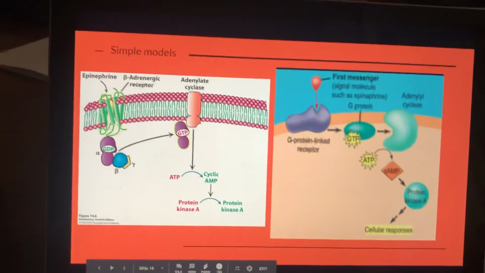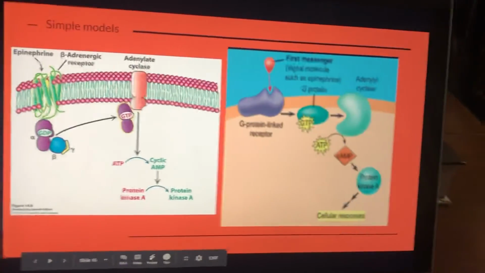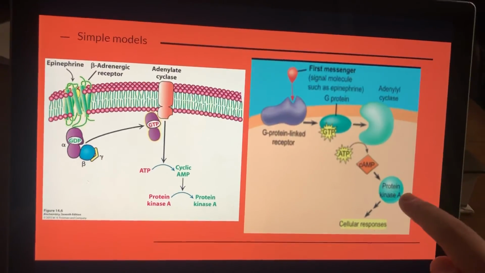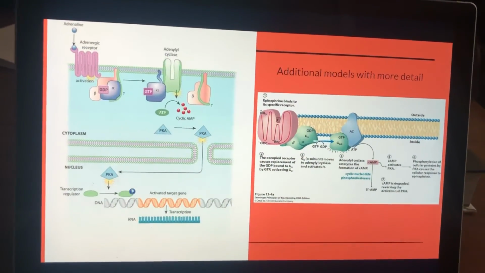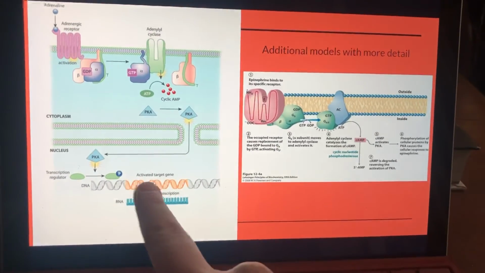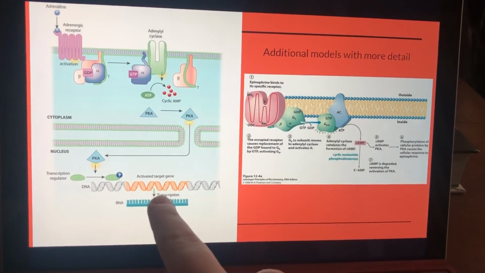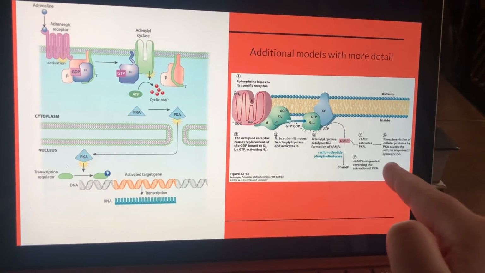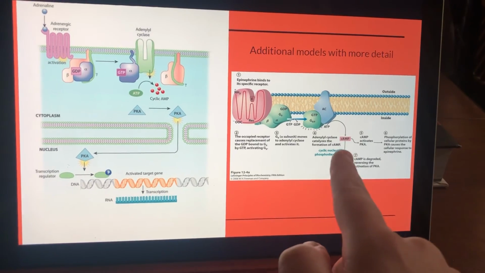And these are just some simple models that I think helped explain to me this process. And these are some models with a little more detail. This is one where the response is a transcription factor, and this is one where it doesn't specify the response, but it's just a little more detailed.